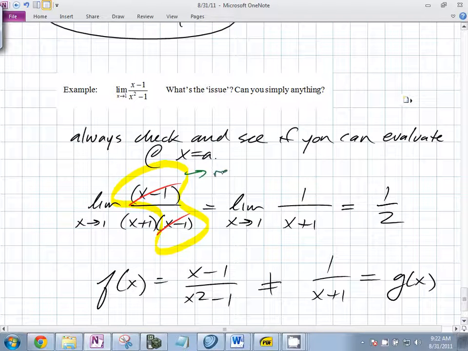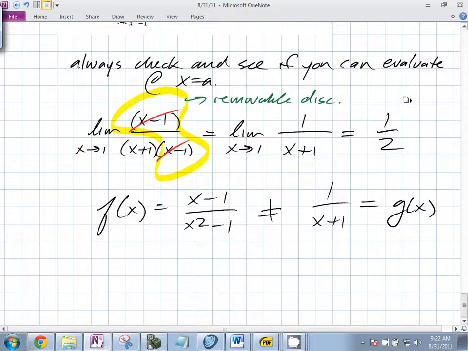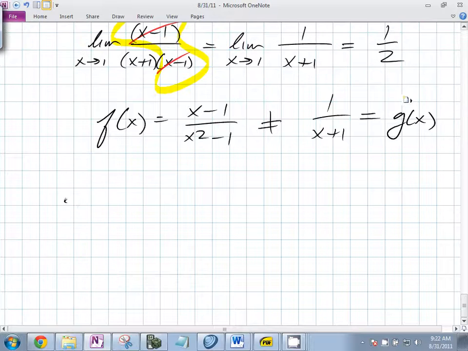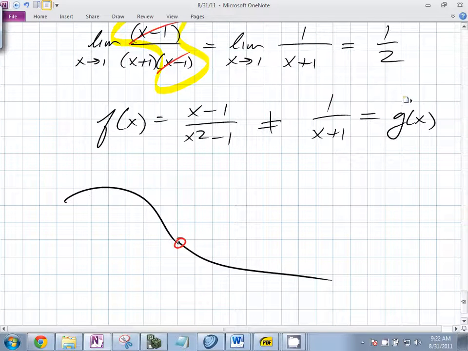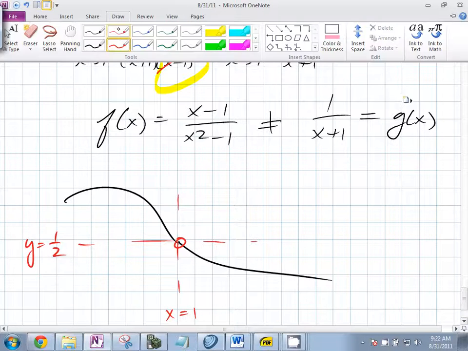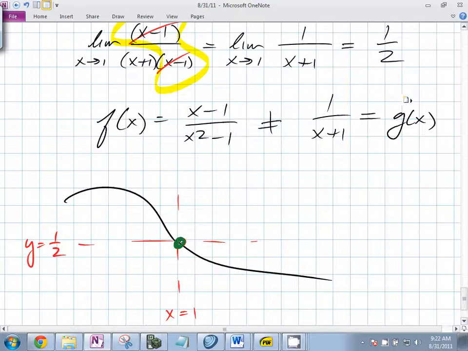So what does that mean? When you're traveling along, this function is traveling along, and all of a sudden there is a hole right here. What's the x value of that hole? What's the y value of that hole? 1/2. We just figured it out. It means that if you filled this hole right here, that point would be 1 comma 1/2. So what's the limit? What can you get infinitely close to? 1/2. A removable discontinuity is by definition something that you can get infinitely close to.